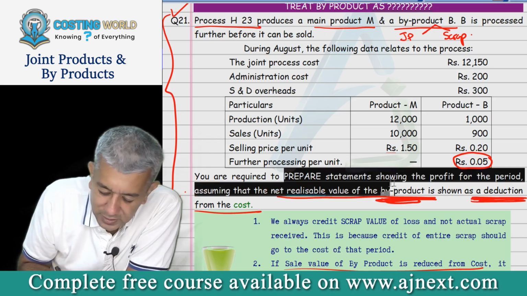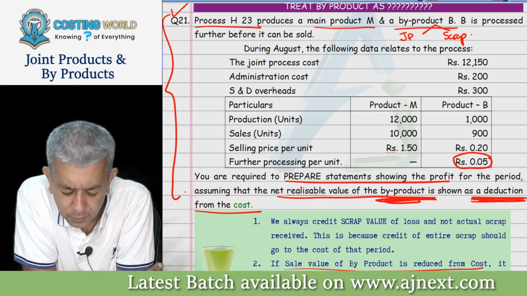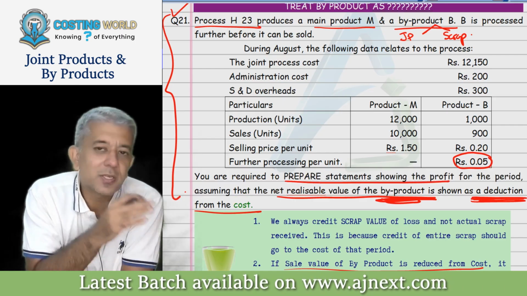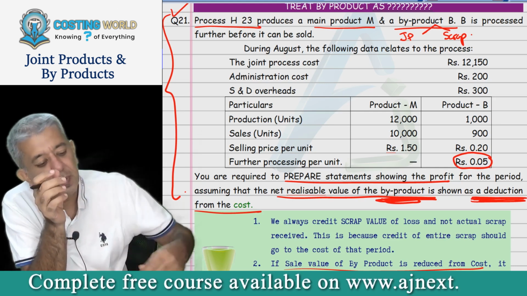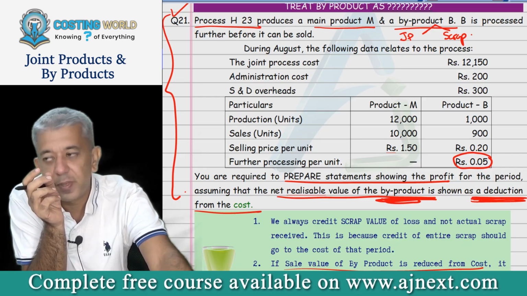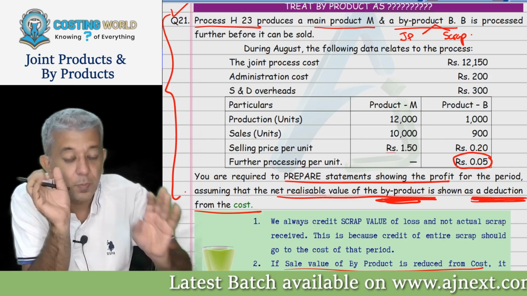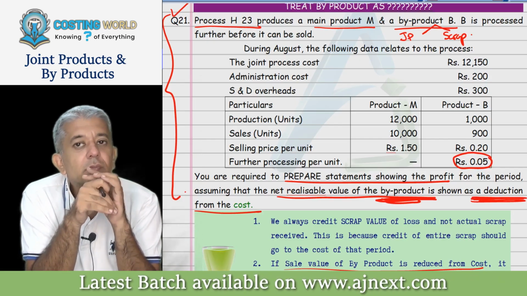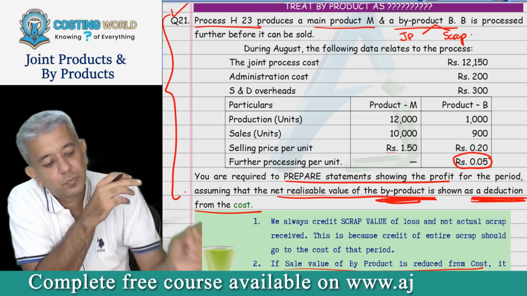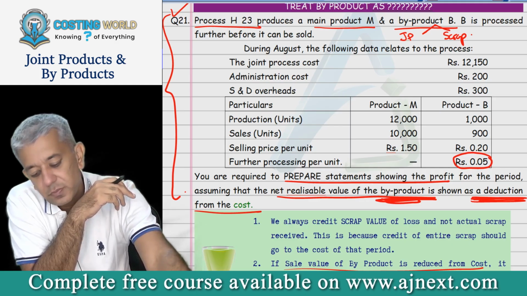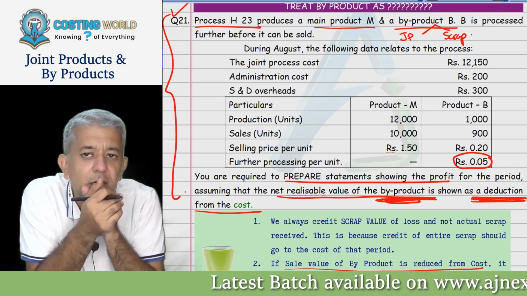You are required to prepare statement showing the profit. So tell me one thing. If you have to make the statement showing the profit, so what you should make? Cost sheet. Now I'm asking a very stupid question, but still try to answer. Think before you answer. Tell me one thing. In this question, whenever you are trying to make cost sheet, apart from particulars, how many columns will you make? Think before you answer. One column. That one column will be for which particular product?